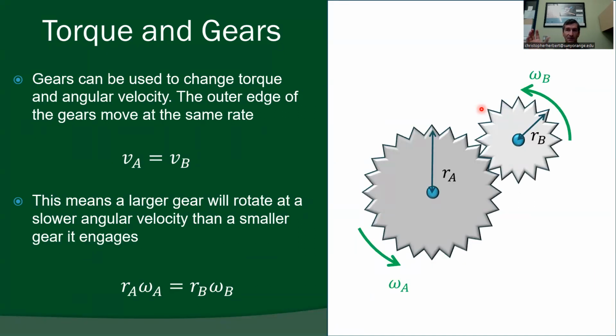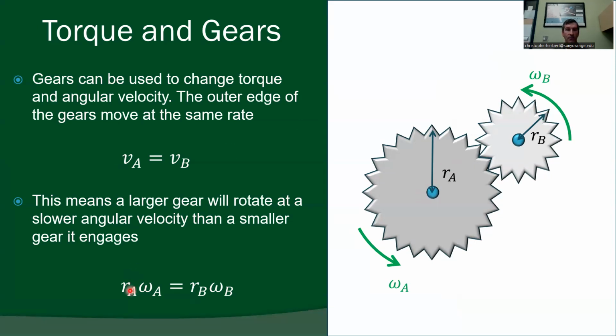Oftentimes we use gears, and I apologize, I have spiky gears here. The splines are usually not spiky like this. They use square teeth rather than these triangular teeth, but that's all I could draw here for this drawing. We know that the outer velocity of this gear is going to have to be equal to the outer velocity of this gear, okay? That means that they're going to rotate at different rates.